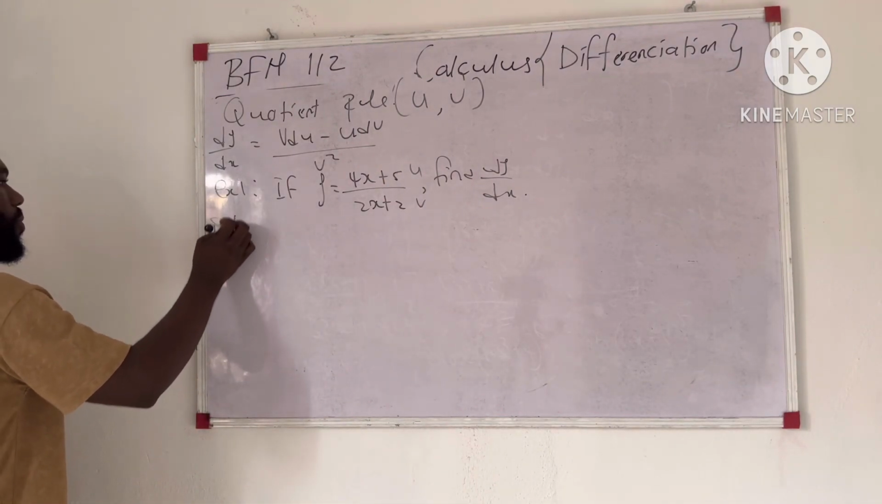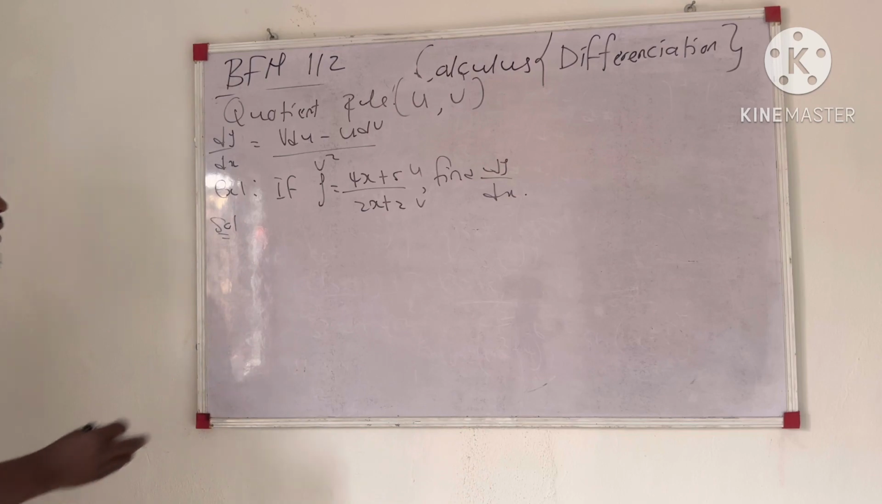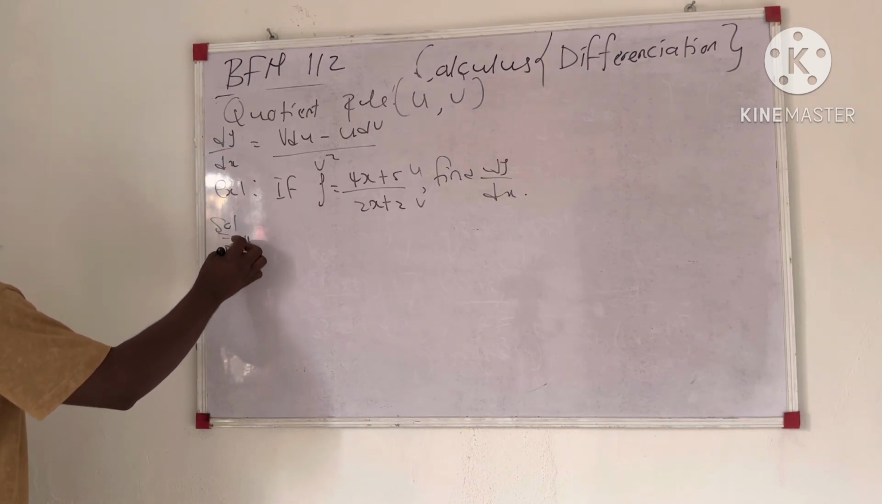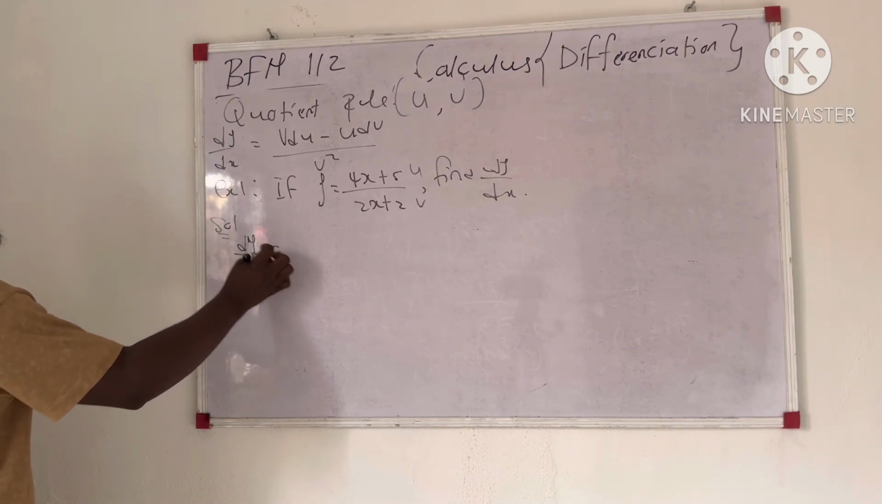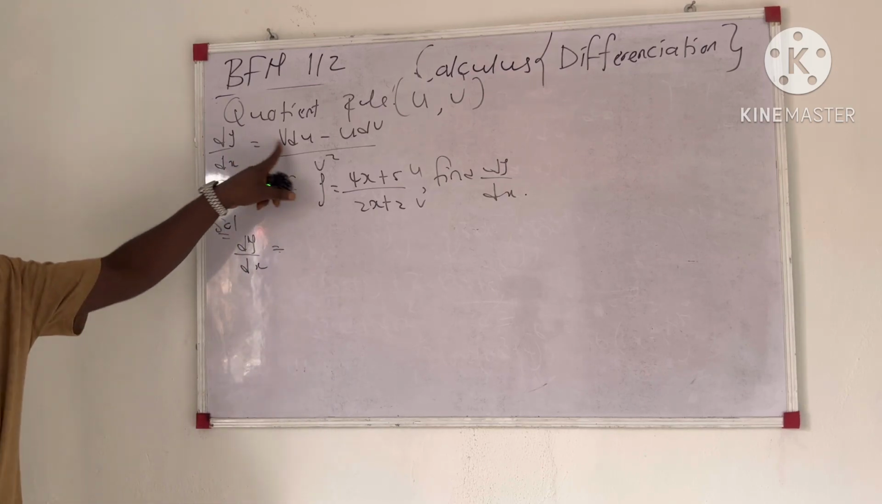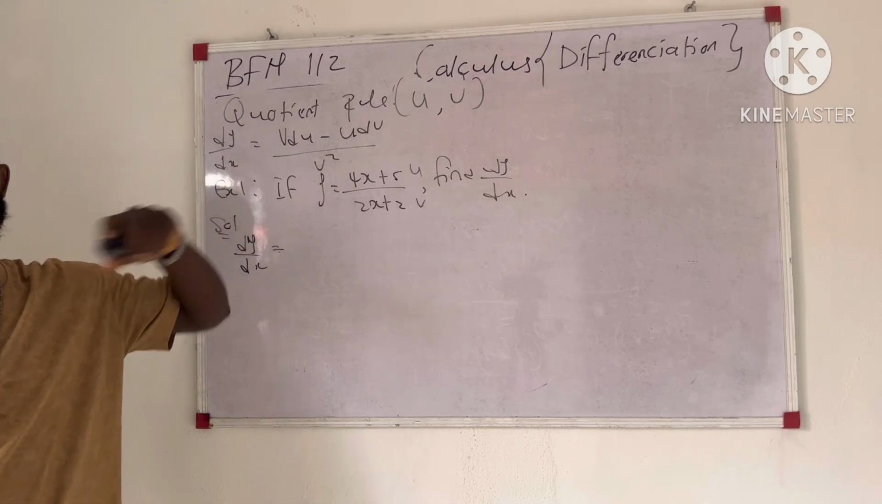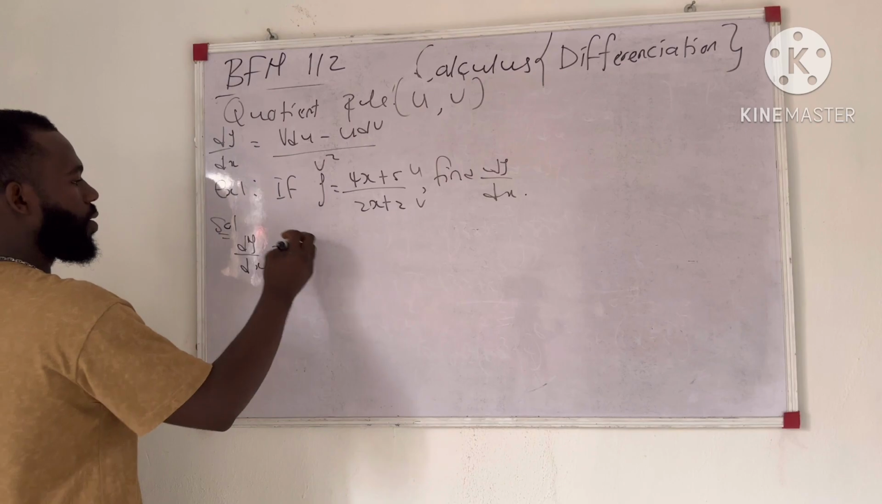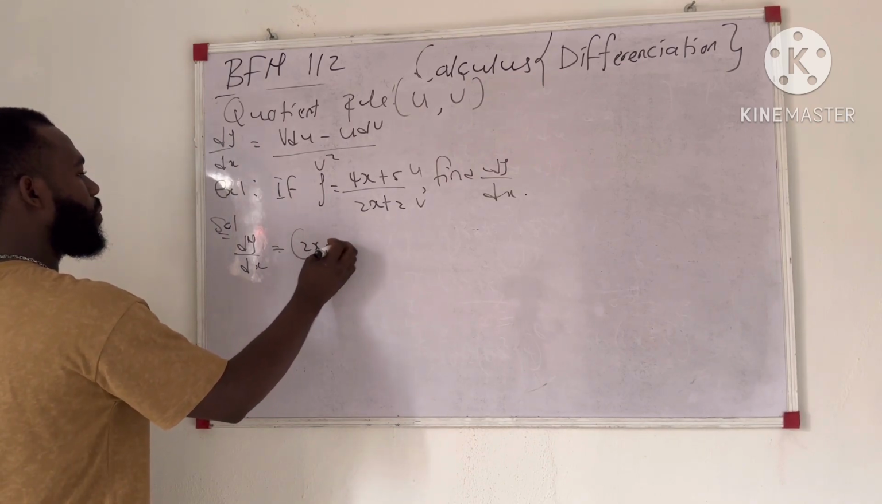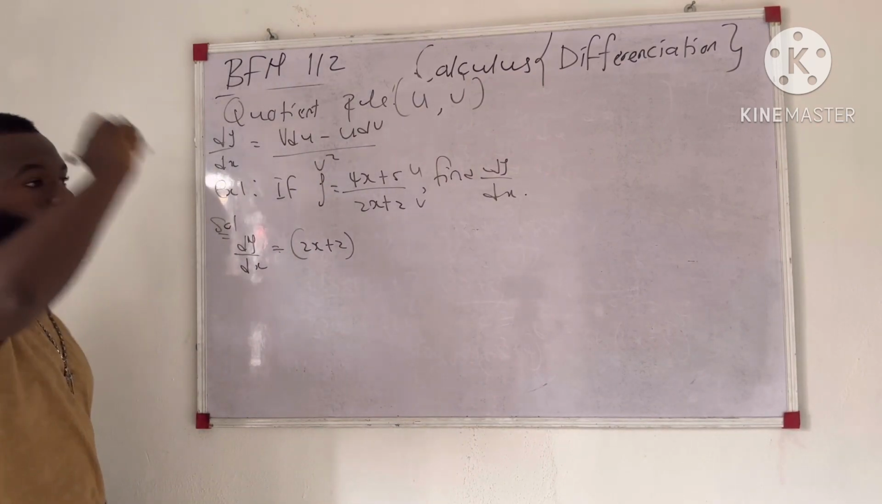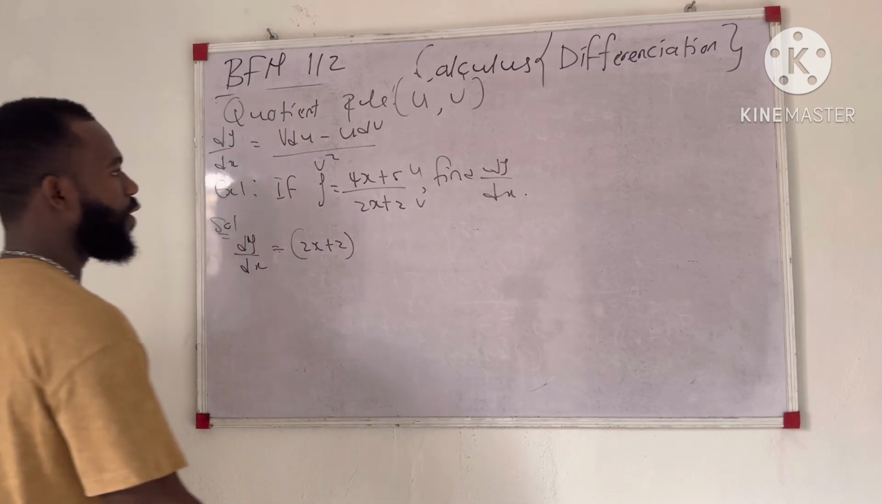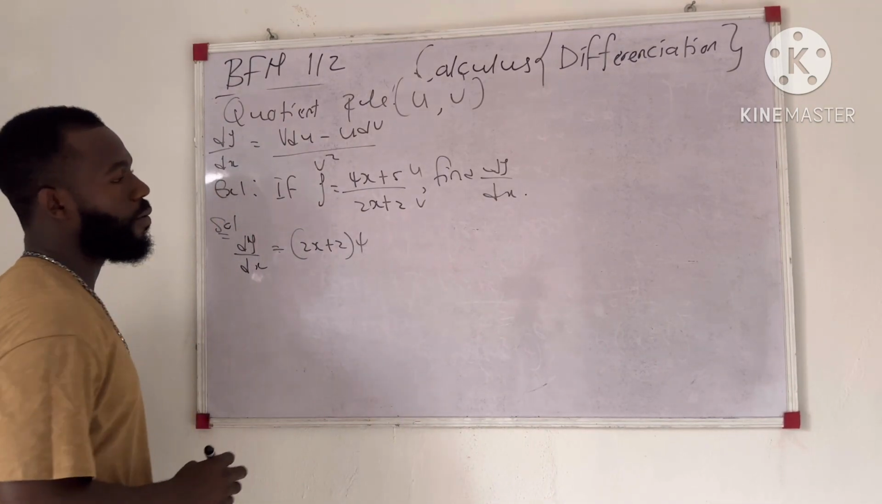Solution. Now according to the formula, dy over dx becomes, now v du means hold v and differentiate u. So my v now is 2x plus 2. Now we'll differentiate u. What's my u? 4x plus 5. If I differentiate 4x plus 5, I'll get 4. Alright.